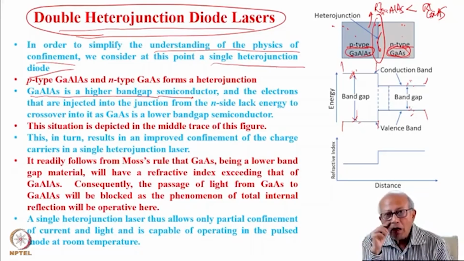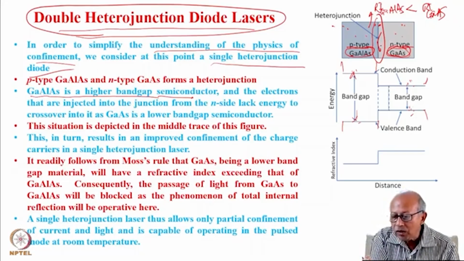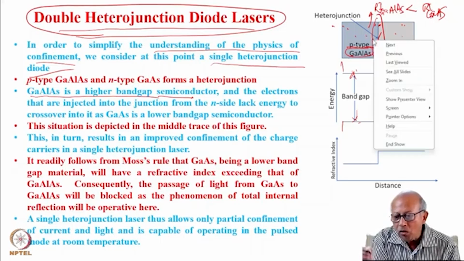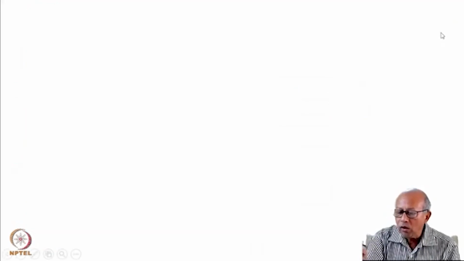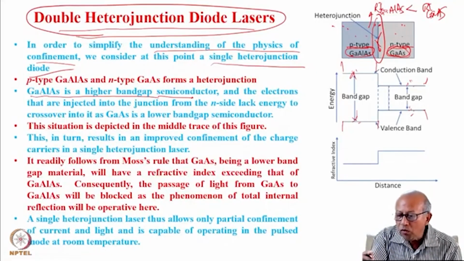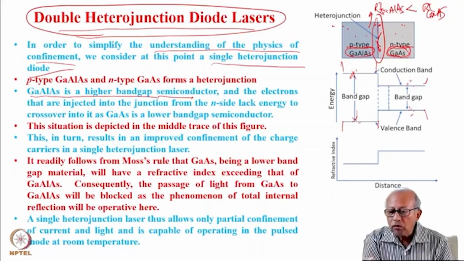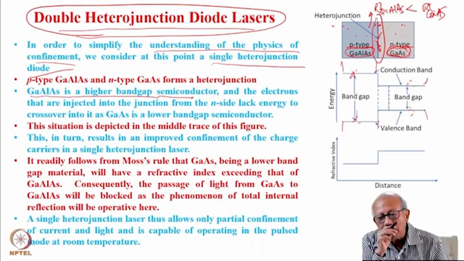Similarly, this side has lower band gap than this side. Therefore, the electrons which travel from this side to this side, because this side's band gap energy is more, will not have enough energy to move across. Therefore, this junction will work as a barrier both for penetration of light from this side to this side, as well as for charge carriers from this side to this side.